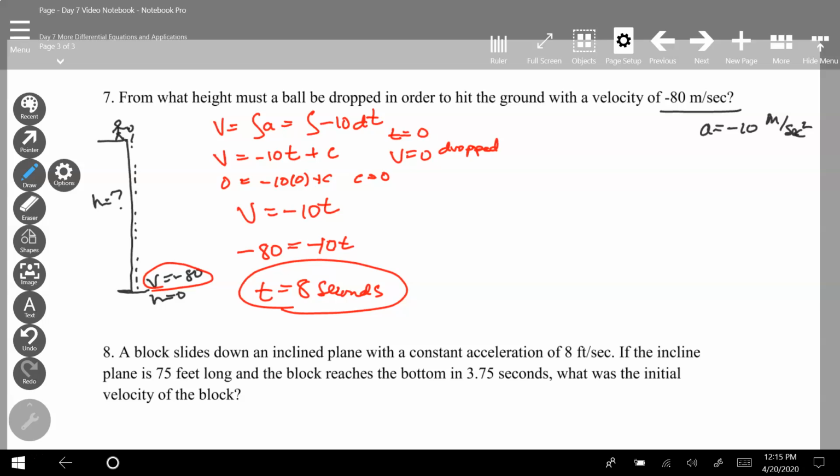So let's do, what is the height? My height is the antiderivative of my velocity, which is the antiderivative of negative 10t. So my height is equal to negative 5t squared plus c. This is where things are going to become important here. I don't know the initial height, but when it hits the ground, I know h is equal to 0 and t is equal to 8. So I'm going to plug those in there.